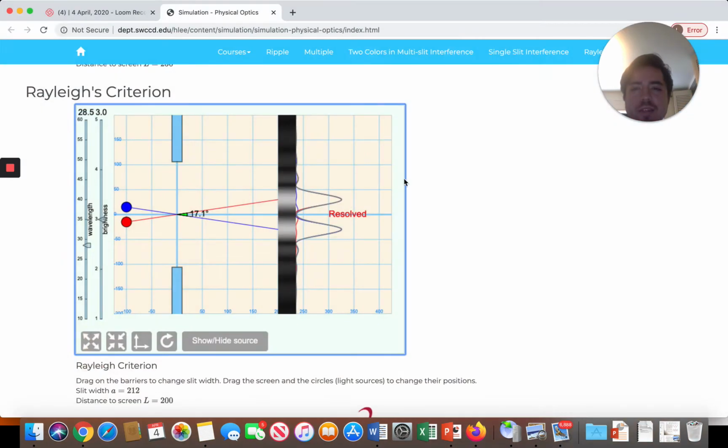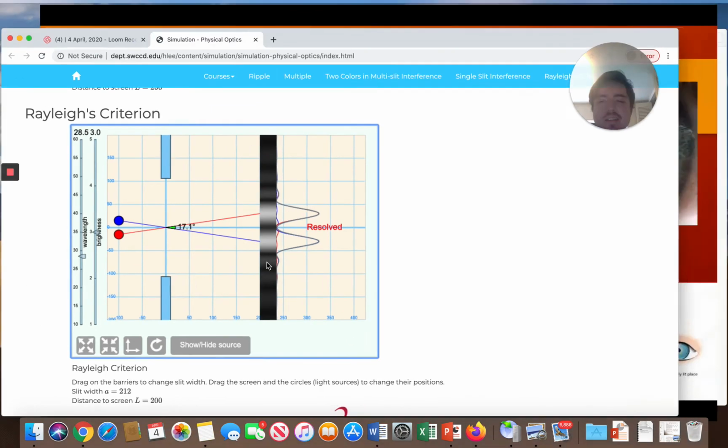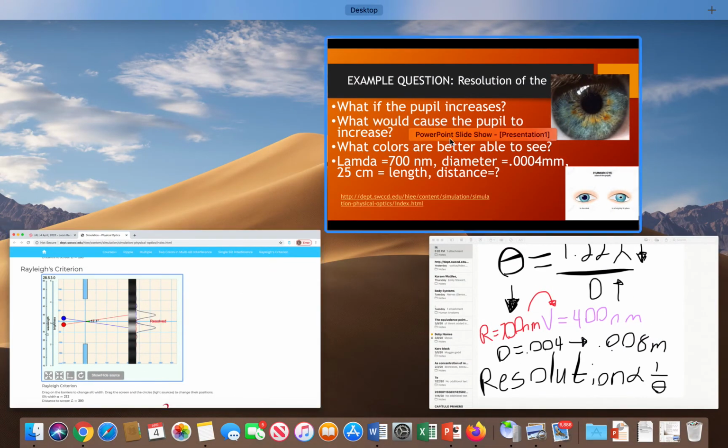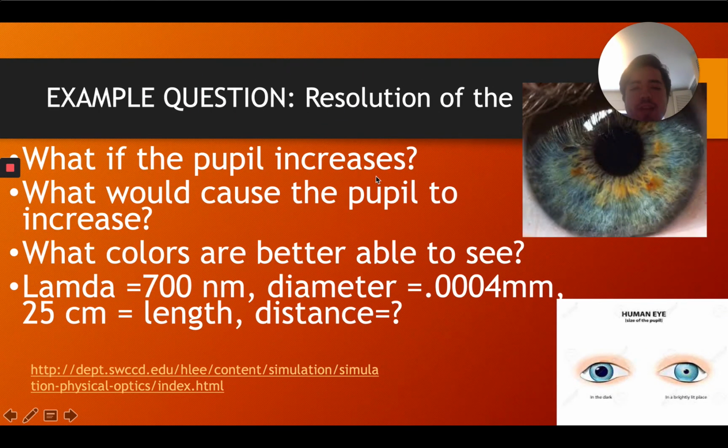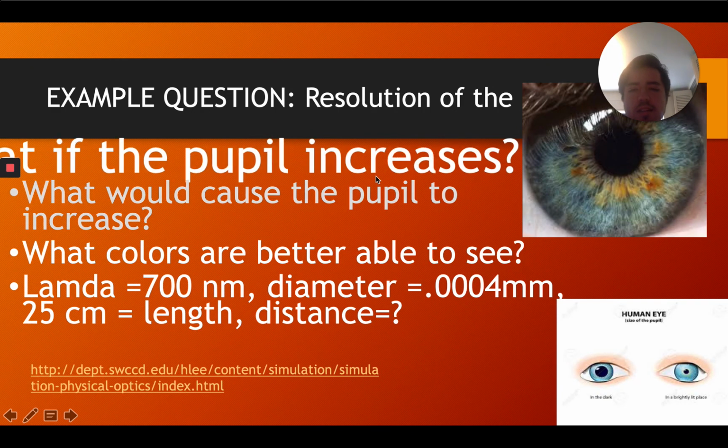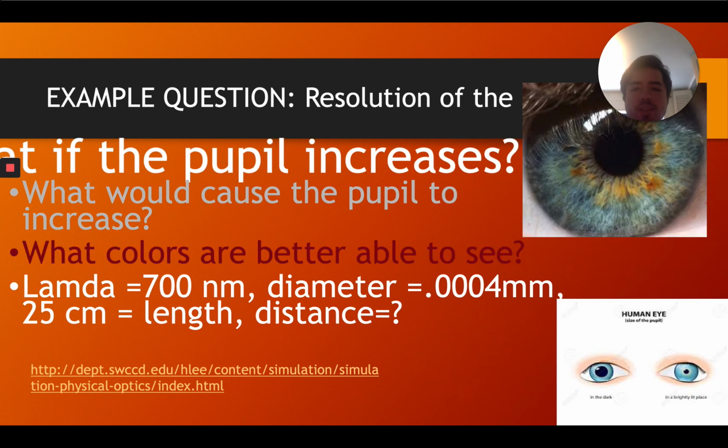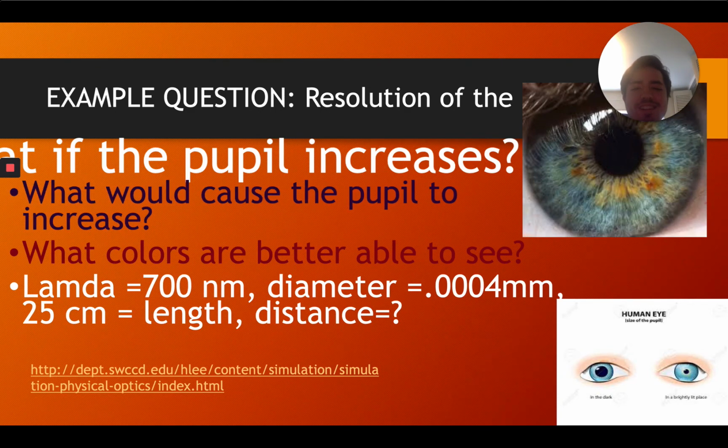But I won't waste time there. But remember, if you're having any difficulty, this helped me out a lot. So when pupils increase, we get better resolution. Violet light is better, and so in a dark room, violet light is very resolvable if you think about it.